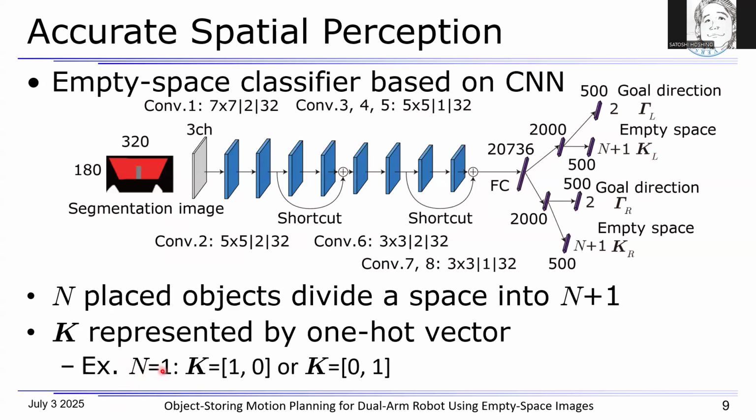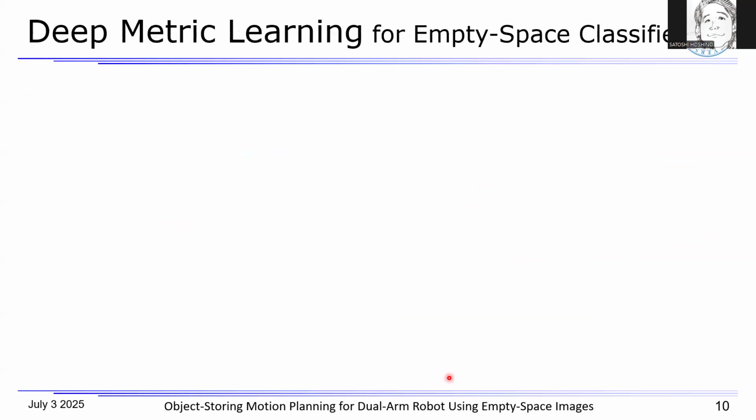For example, now an object is placed in the shelf, meaning n equals 1. So the empty space is classified as either (1, 0) or (0, 1). Here, (1, 0) indicates that the empty space is on the left side of the placed object, and (0, 1) indicates the empty space is on the right side of the placed object. And this classifier is trained using supervised learning applied to the CNN.